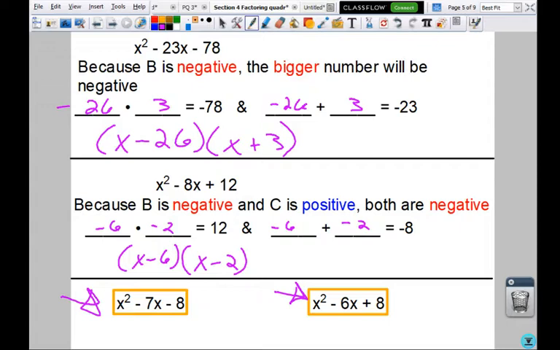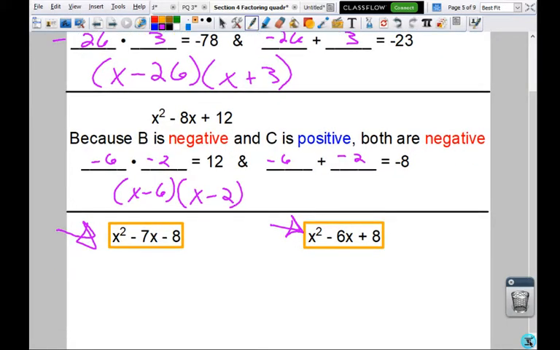That one's just like it. So X minus 4, X minus 2. Alright, let's go over these. So, what times what is negative 8 and adds up to negative 7?